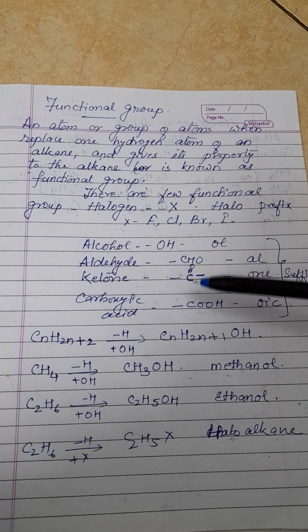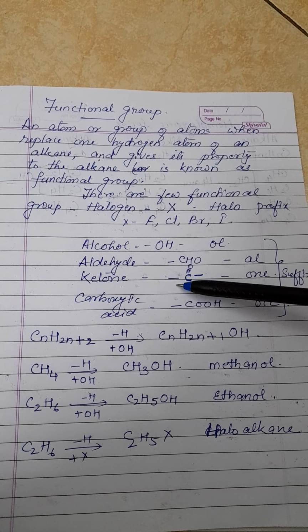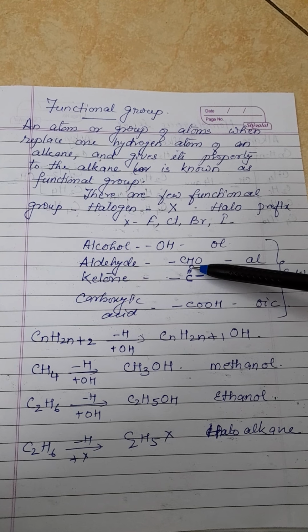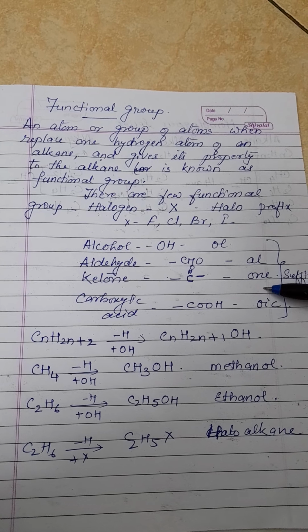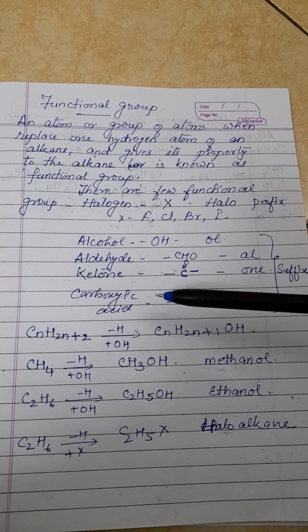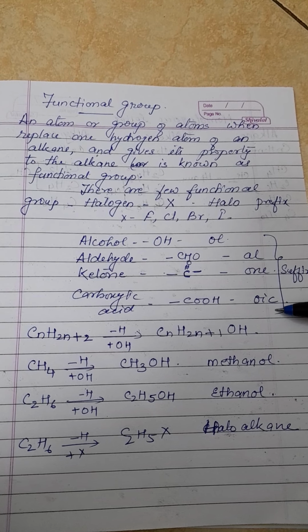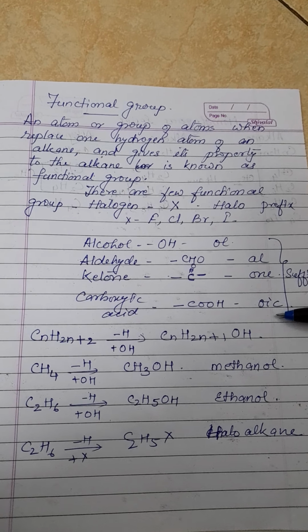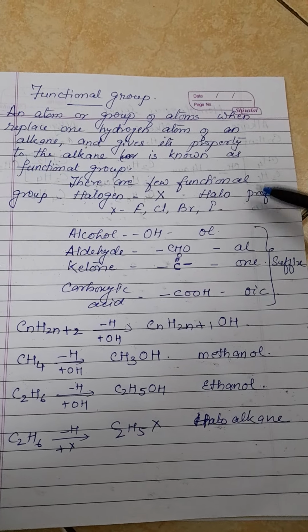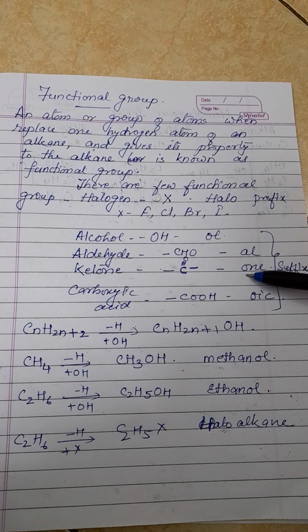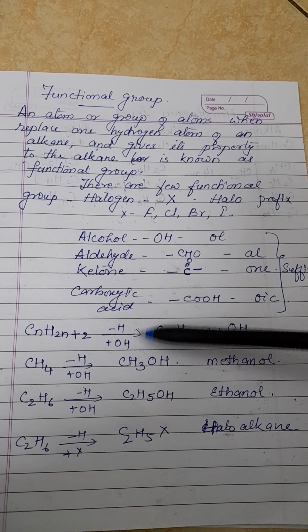For ketone, the functional group is C, that is, four bonds of carbon, C with a double bond O, and one is the suffix. For the carboxylic group, COOH is the functional group and the suffix used is oic. For this year's course, only this much introduction is sufficient. Now, how does this functional group get attached?